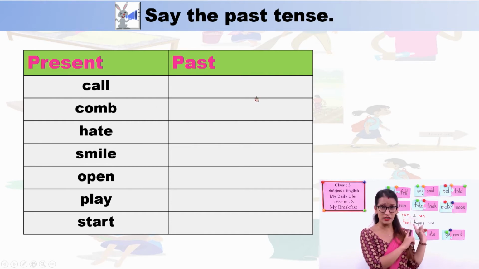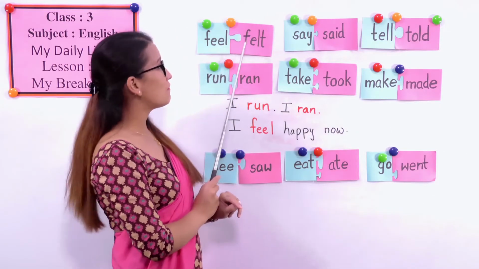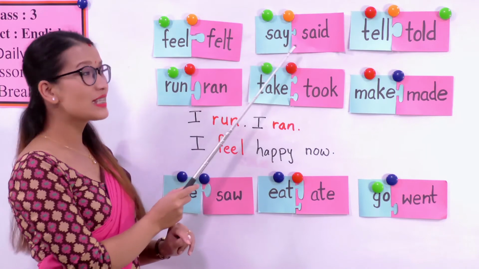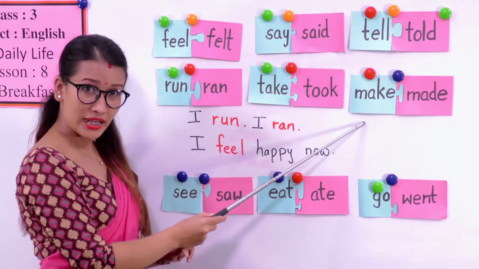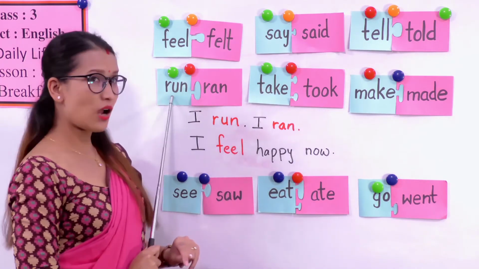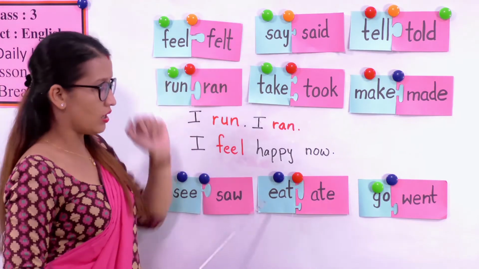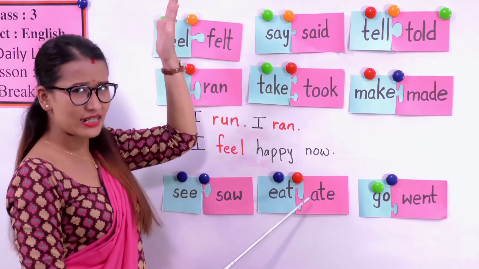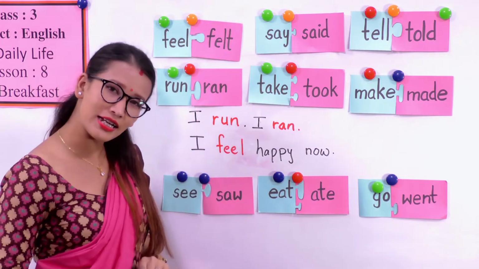Let me just take out these words, okay? One more time you practice and I will take it out, okay? Okay, here. Feel, felt. Say, said. Tell, told. Make, made. Take, took. Run, ran. See, saw. Eat, ate. Go, went. Yes? Okay. Now, shall I take it out? Okay.